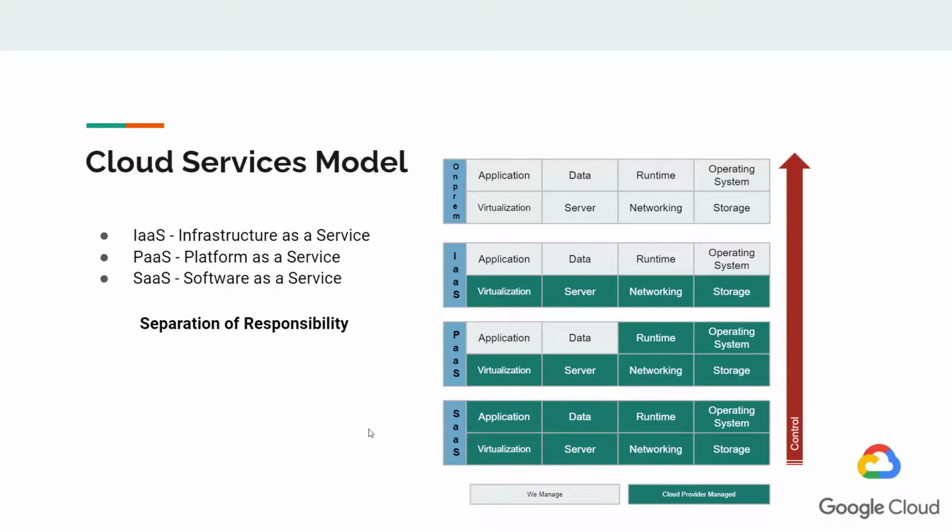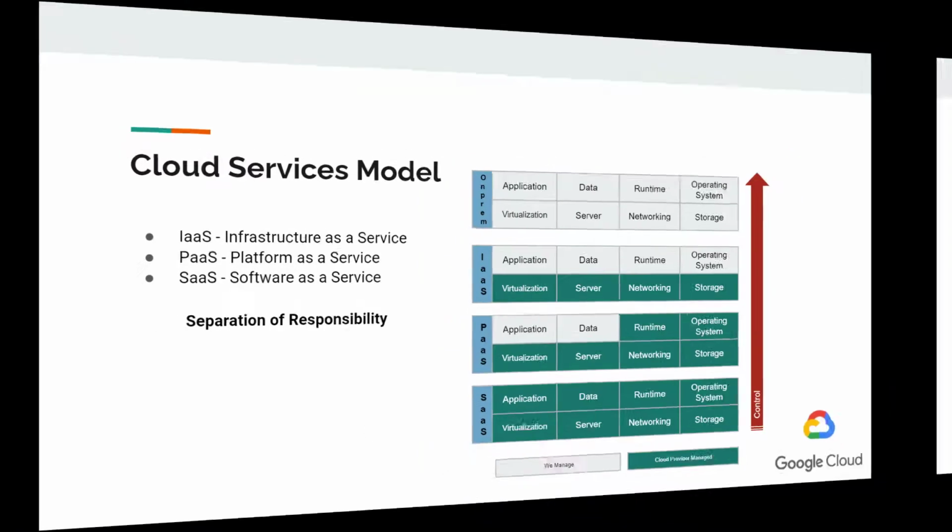Starting from on-premises, then infrastructure as a service, platform as a service, and software as a service: the closer we are to on-premises, the more control it gives us. But when you think about maintainability, manageability, and scalability, it goes downward. I hope this gives you a very clear understanding of infrastructure as a service, platform as a service, and software as a service.